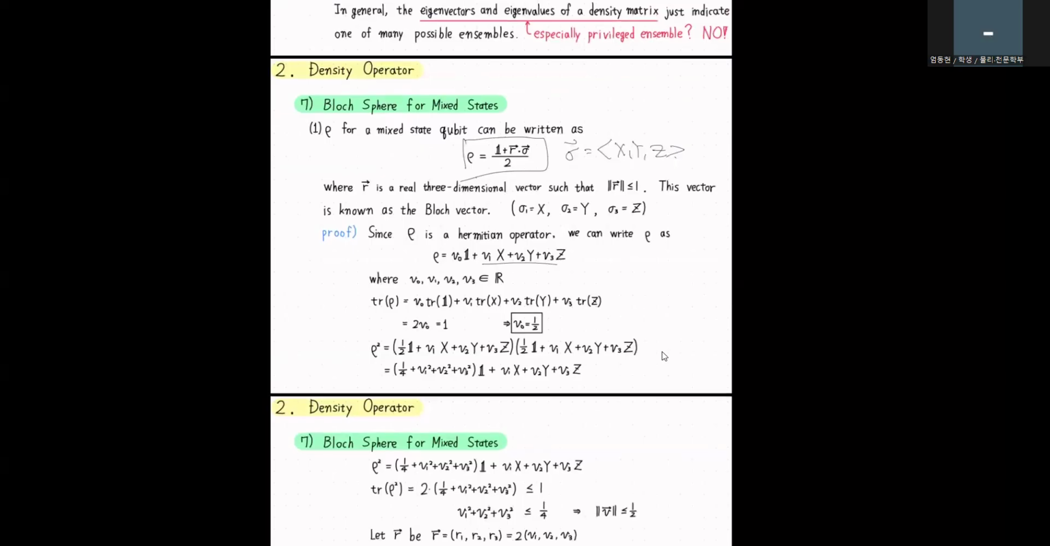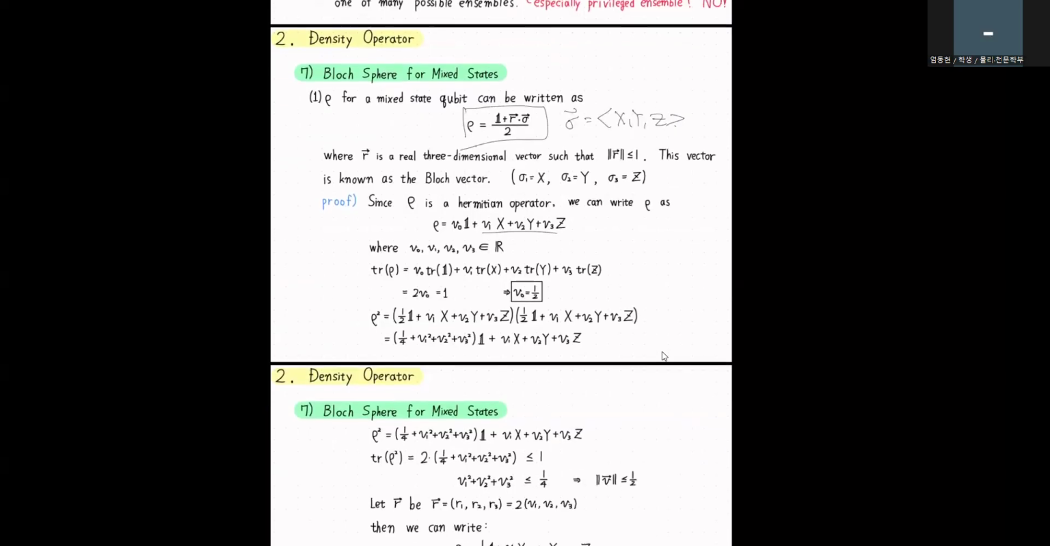So this can be done. We can write our rho like this because the Pauli matrices, along with the identity matrix, form a basis of the 2 by 2 matrix space, which basically means that every single 2 by 2 matrix can be represented by a weighted sum of these four matrices. And the density operator is no exception. Since rho is a Hermitian operator, we can write rho as this weighted sum, where, as I mentioned earlier, these are real numbers.